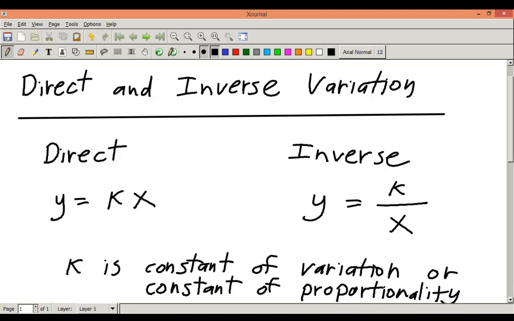We're starting a new unit, and it's called Rational Functions. And the 3 days of this week, we're looking at variation, and we have several types. Today, Monday, we'll do direct and inverse variation. Tuesday, we'll do joint and combined variation, and then Wednesday is a review of that.